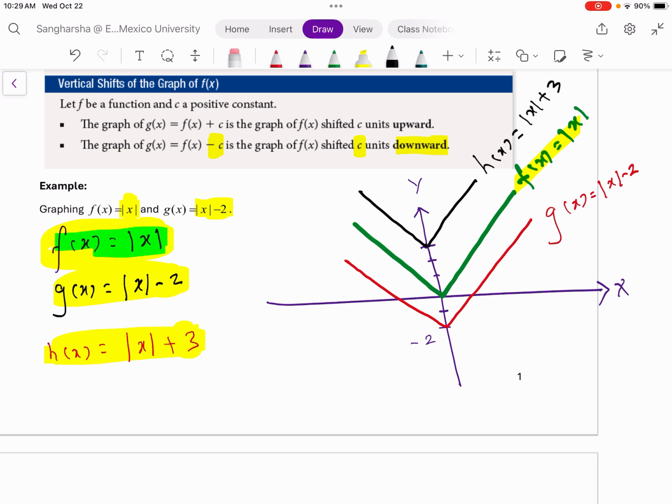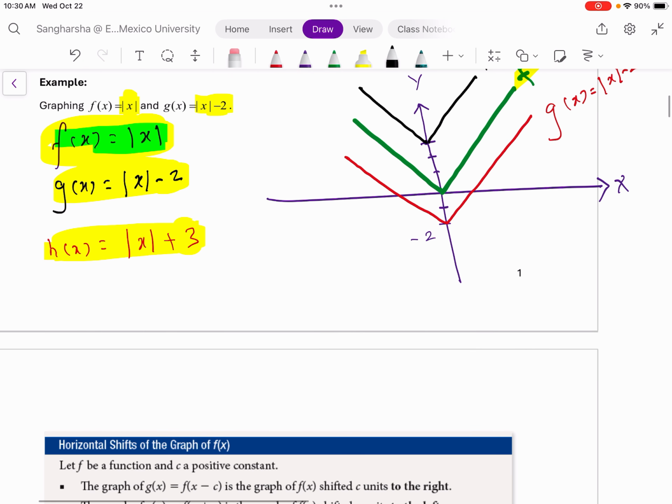Is there any way that the graph can move horizontally? Now there is a horizontal shift in our next topic. But here, if you are adding any number to a function, make sure you are moving the graph vertically up. If you are subtracting any number from a function, you are moving your graph vertically down. Now the next one is horizontal shift.